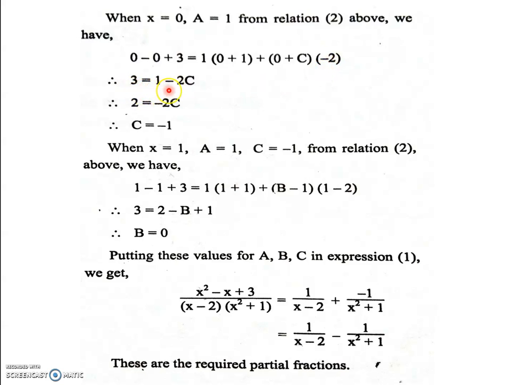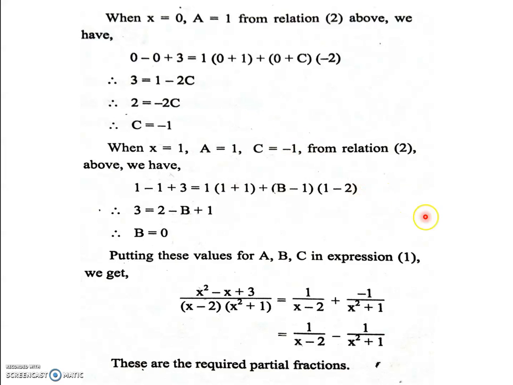Now 3 is equal to 1 minus 2C, because minus 2 into C is minus 2C. 1 goes this side, 3 minus 1 gives the value 2. So 2 is equal to minus 2C. Minus 2 goes, divided by 2. So the 2s get cancelled, 1 upon minus 1, C is equal to minus 1.